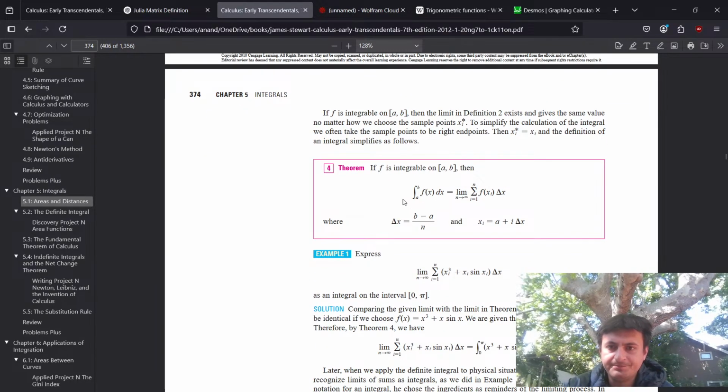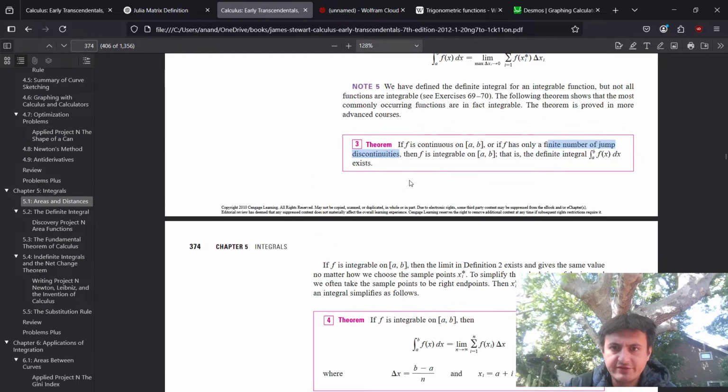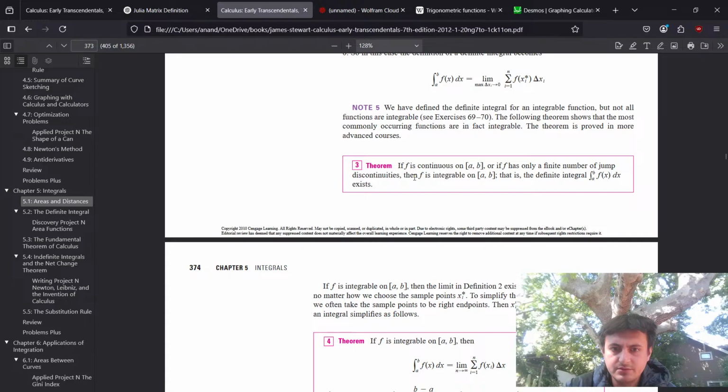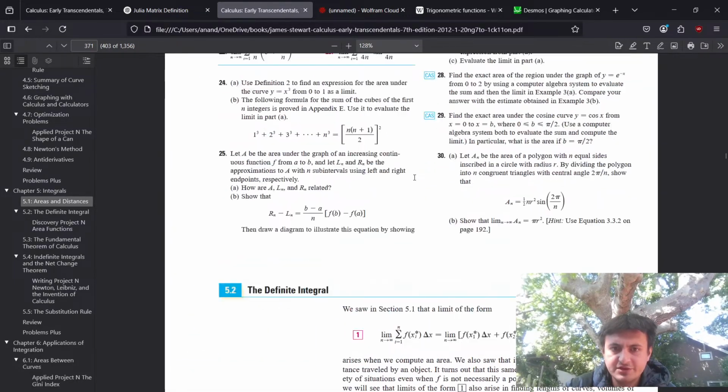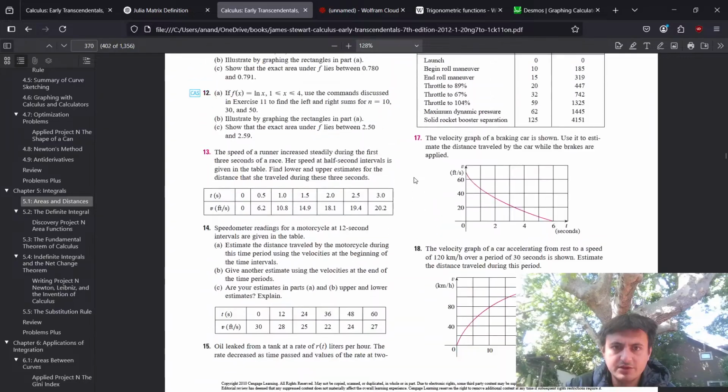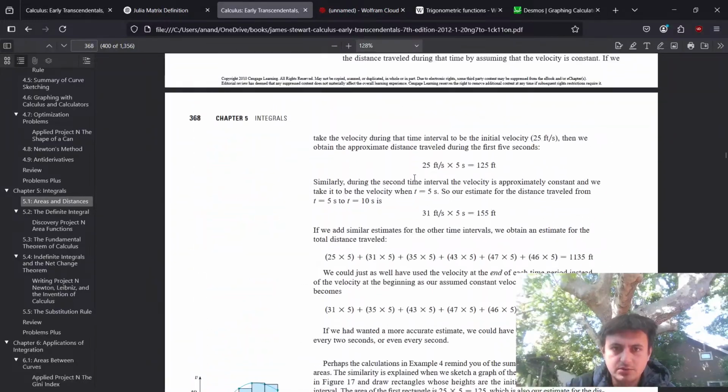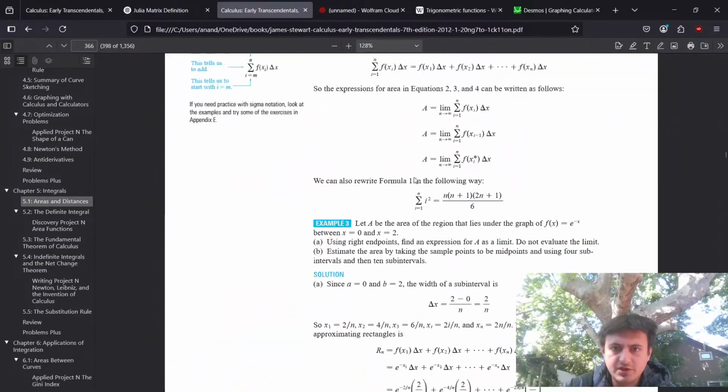Okay, so wait, what is the definition of integrable? The definition of integral, but where is integrable? Do they define?